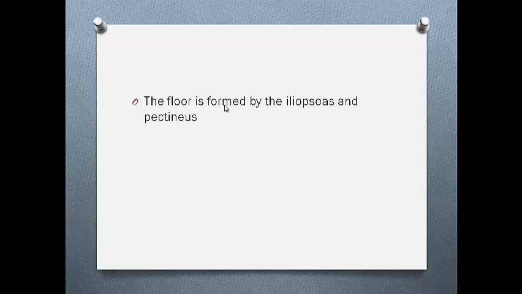Now, the femoral triangle also has a floor, and when we say floor, we basically mean what the contents of the femoral triangle rest on. In order to see the floor, I'd have to remove the contents, and then underneath them I would find the floor of the femoral triangle. The floor is formed by two muscles, the iliopsoas, mentioned previously, as well as the pectineus.